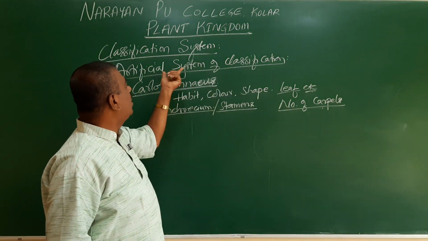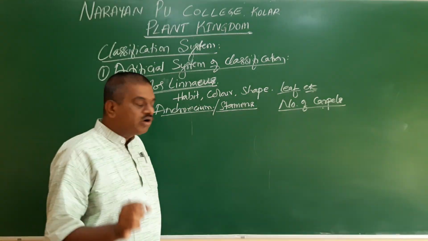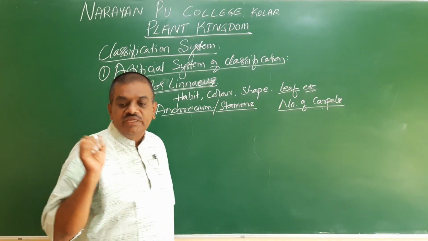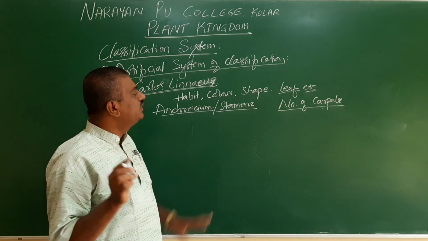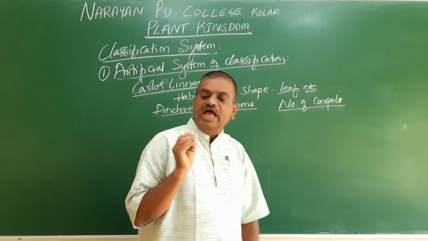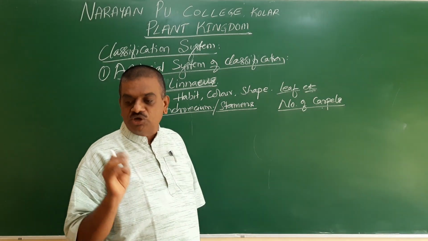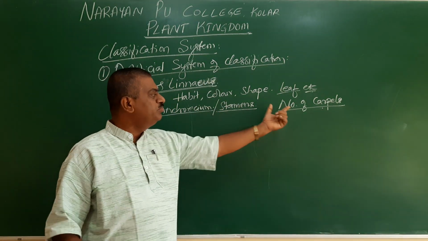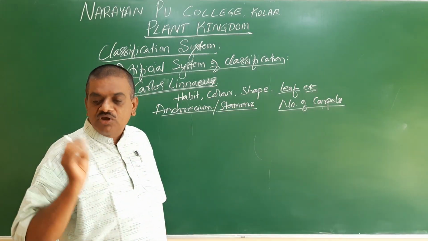I repeat this: the artificial system of classification was according to various morphological characters, based on the shape, the color, or habit. Habit means how the plant is present. He also classified based on the androecium, the number of stamens, and the number of carpels. Next.